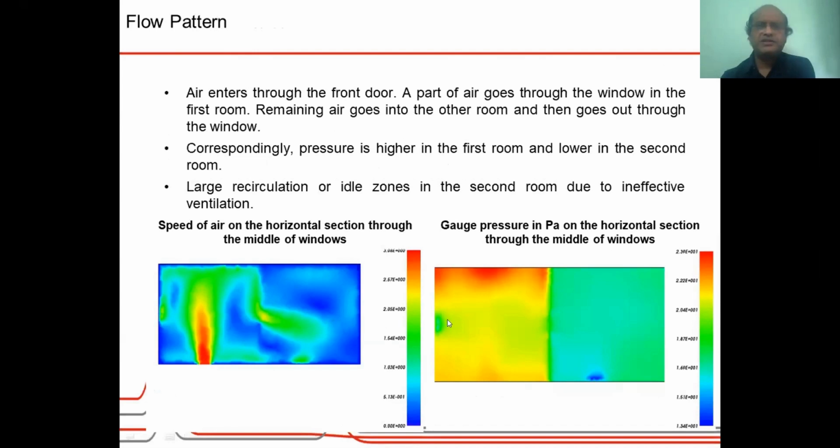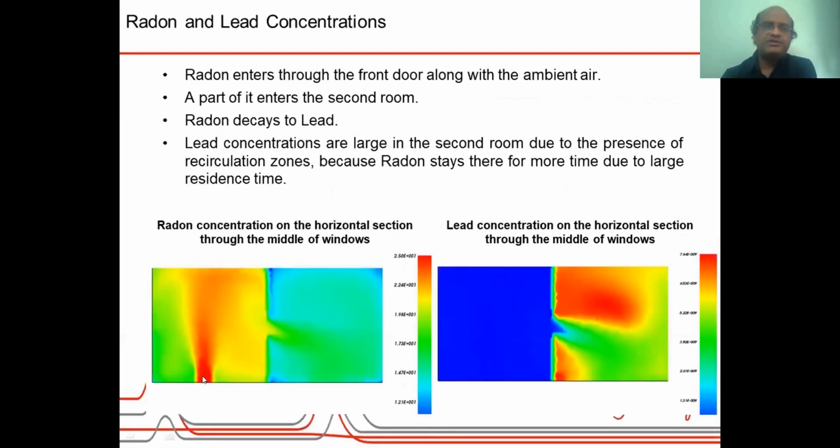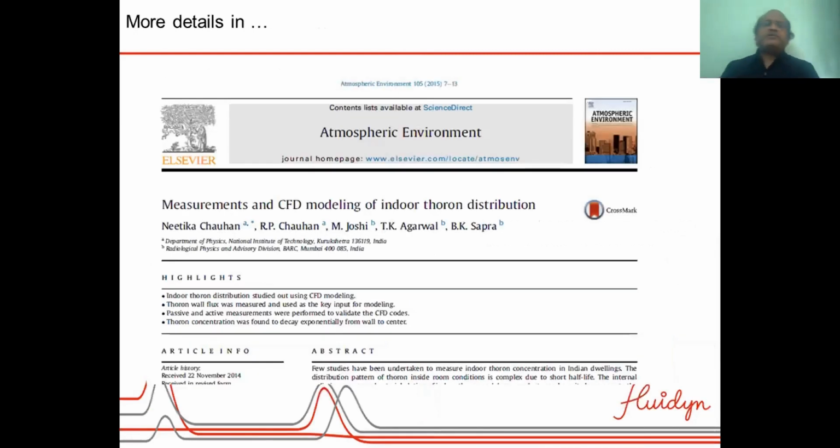You can see that there is a lot of flow in the first room, but not much flow in the second room. So there is a sort of recirculation zone in the second room. If you simulate the flow of radon along with this, you can see that in the second room the lead concentration, which is a product of decay of radon, is much higher because there is less ventilation. We can see the details of such previous studies. Many such studies were conducted by scientists working in India in this field using Fluent ventilation software.